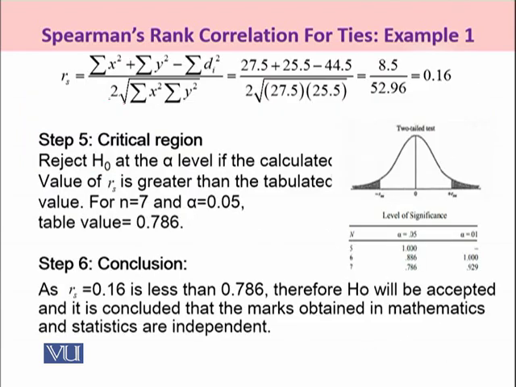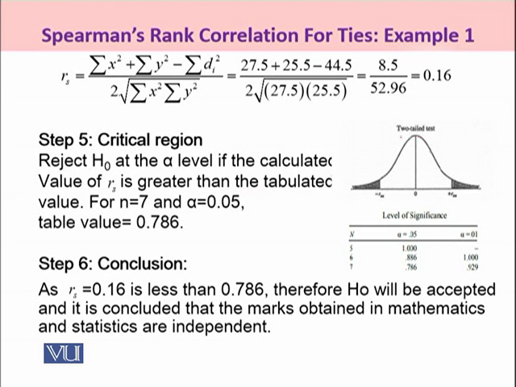Further, in order to calculate Rs, plugging in all the values: summation x square plus summation y square minus summation d square, over 2 times the square root of summation x square times summation y square, that gives us a value of 0.16. So this is the calculated value of Spearman's rank correlation coefficient.